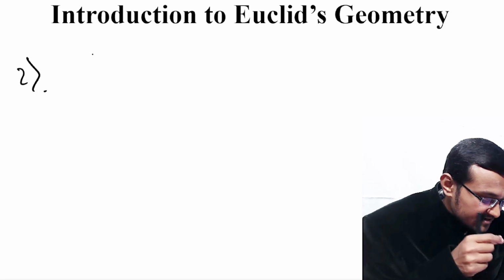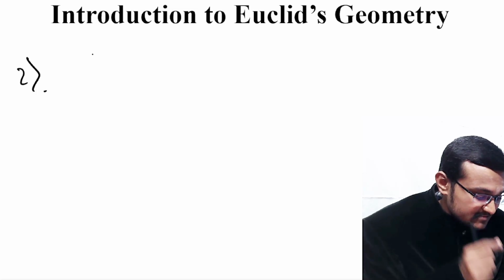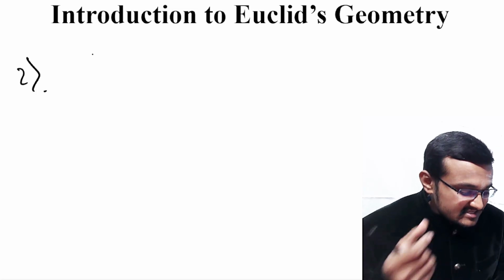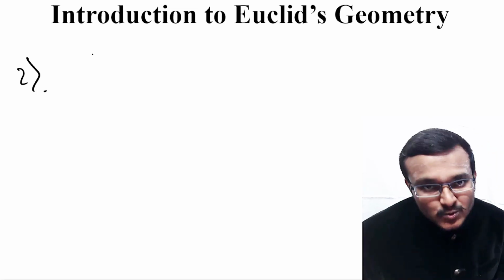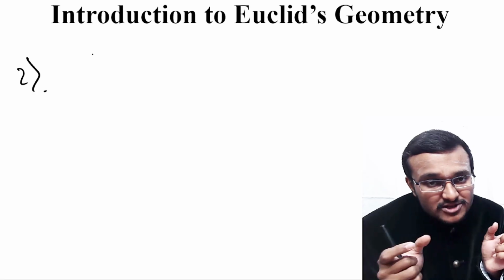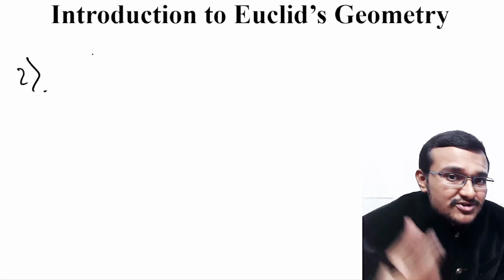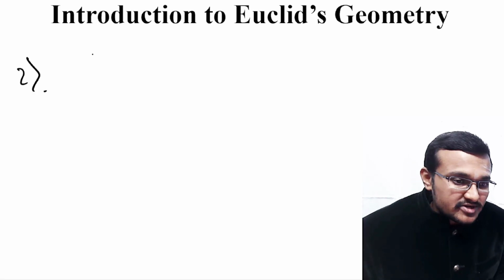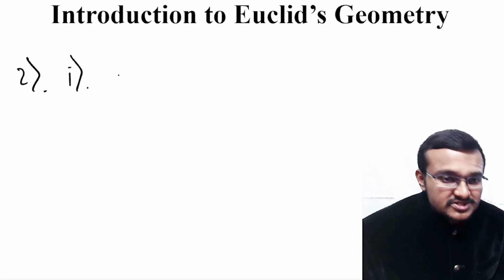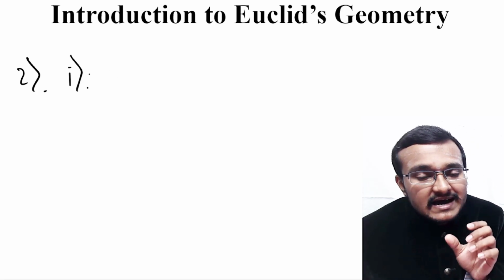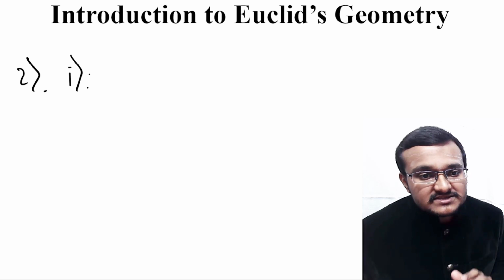They have given 5 different terms here: parallel lines, perpendicular lines, line segment, radius of a circle, and square. In order to define all these, you have to use other terms. So now first we will see the first question. In the first question they have asked you to define parallel lines.